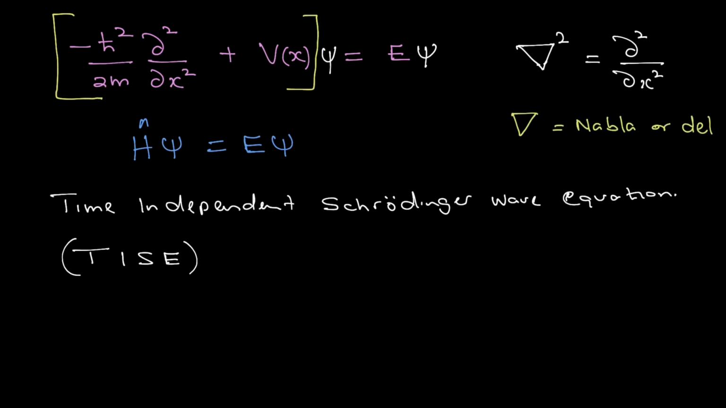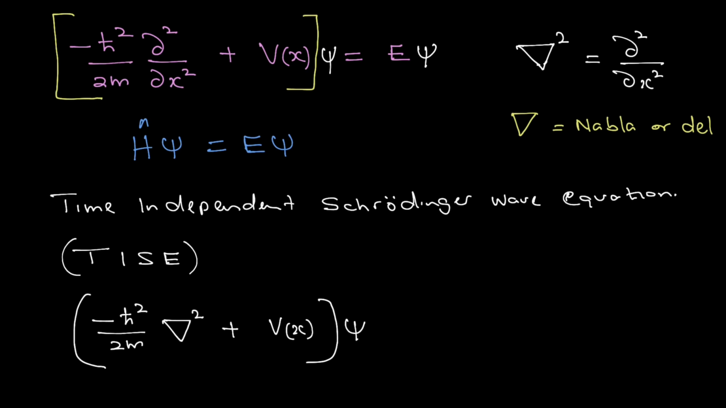And now we can write the time independent Schrodinger equation using nabla. It's going to be minus h bar squared over 2m del squared plus V(x). Then we can multiply everything by the psi wave function equals E psi. So these are the ways it might be presented, either that way or that way.